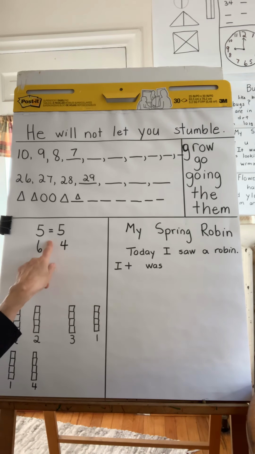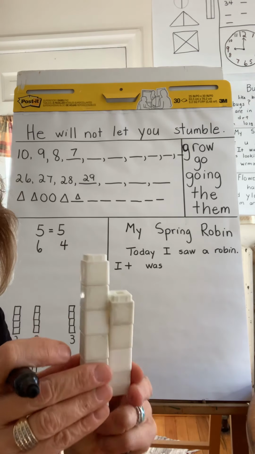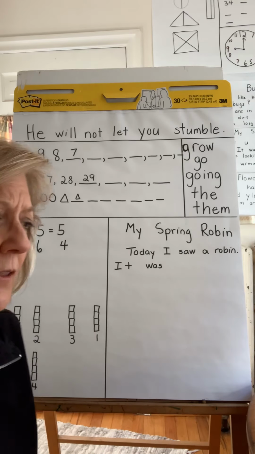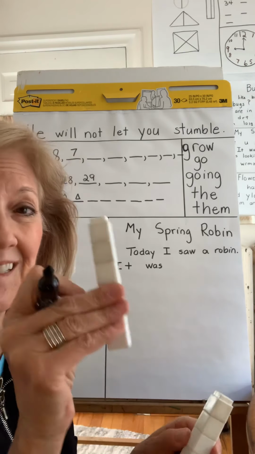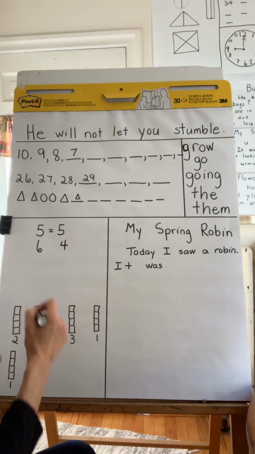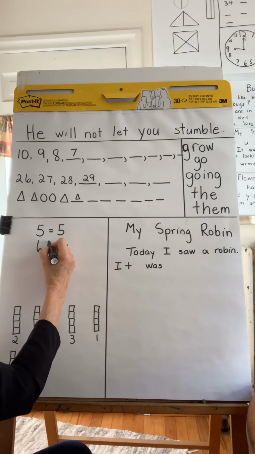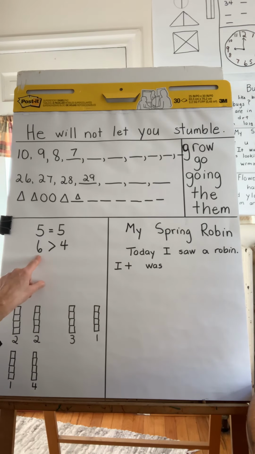Now, can I put an equal sign there? Is 6 equals 4? Is that the same? No, it's not. Now, mathematicians have another little symbol to show you that 6 is more than 4. And this is what it looks like. It looks kind of like a V turned on its side. And that means 6 is more than 4 or greater than 4.